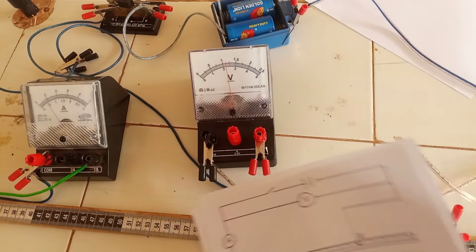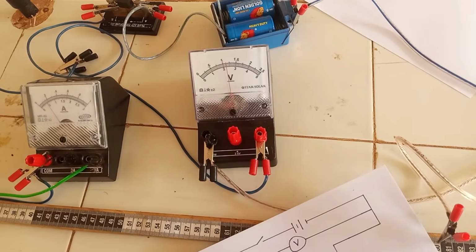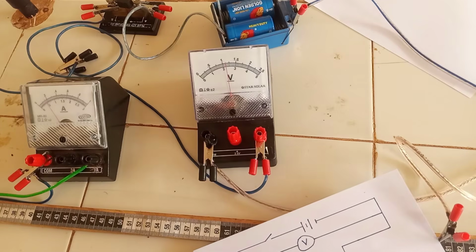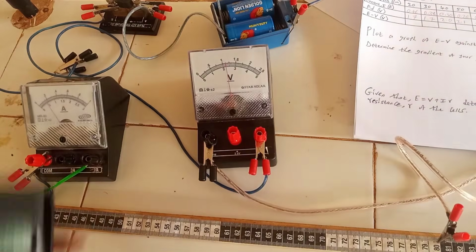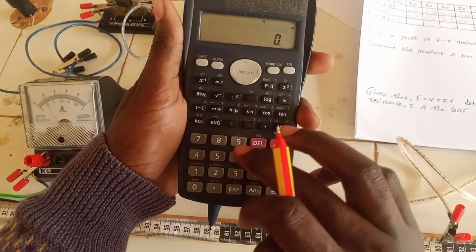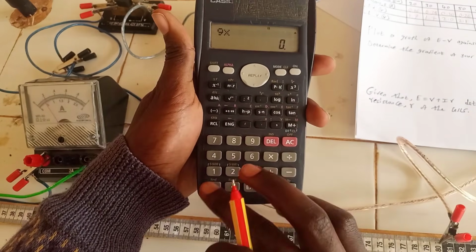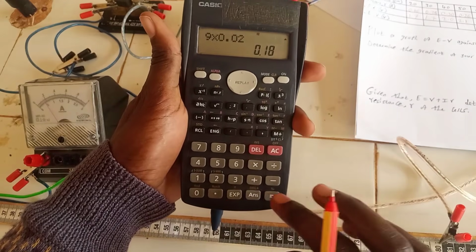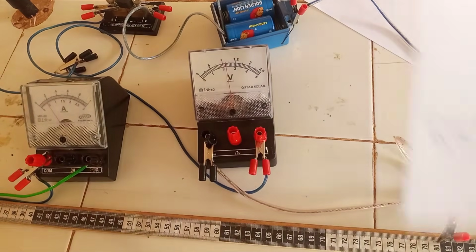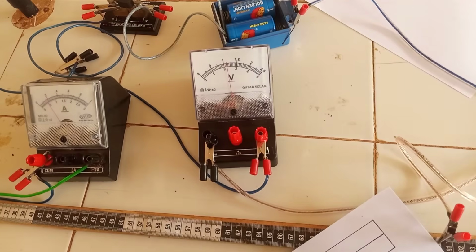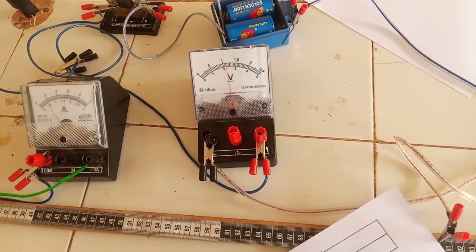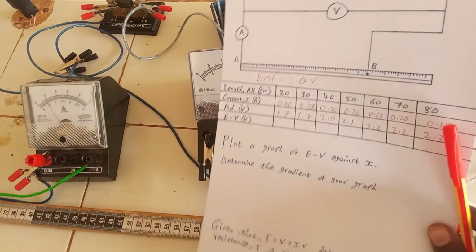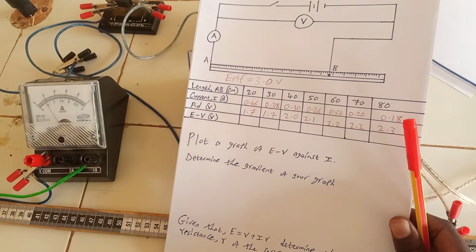For the ammeter, we have 2.3. For the voltmeter, sorry, for the ammeter, we have 9 divisions. That means 9 times 0.02, which gives us 0.18. So these are the values we have.